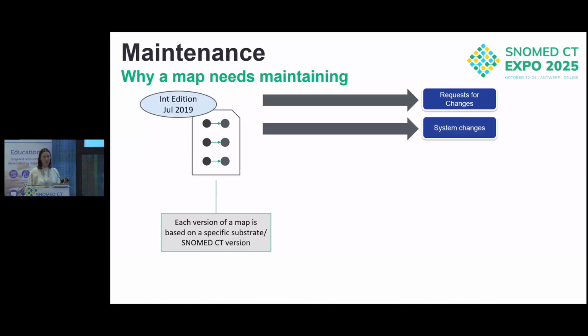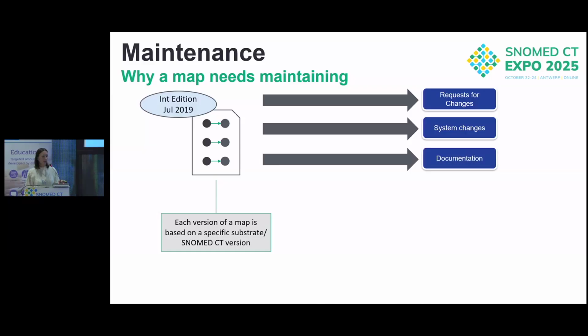There also might be system changes of where you're using your map. For example, when we're talking about context, you might need to consider if there's a change to the system, so you need to change the context of the map. And then the documentation, making sure that any of these reasons of why it might need to be maintained, it is always documented.